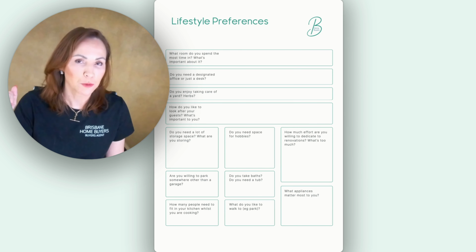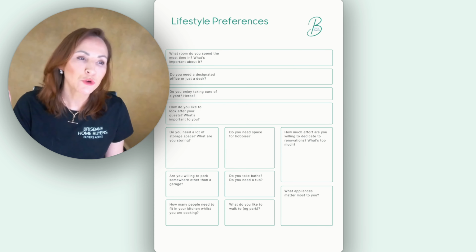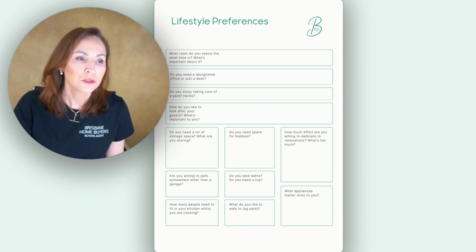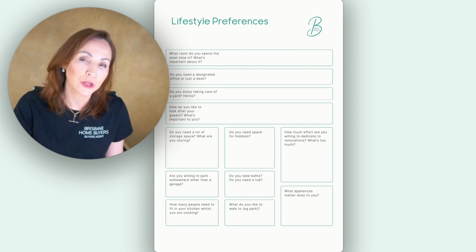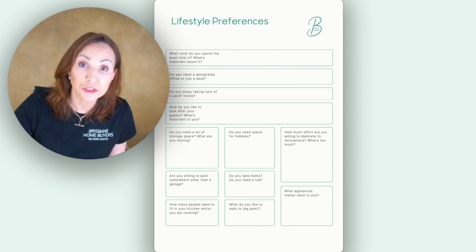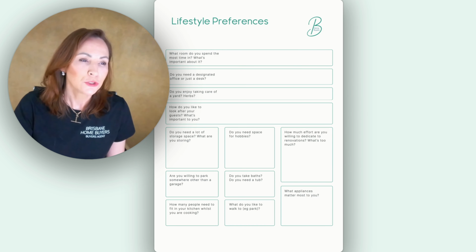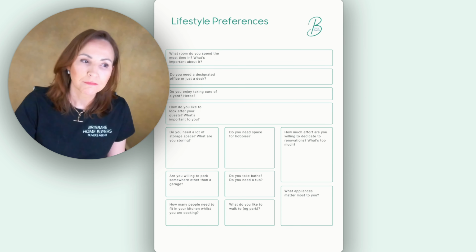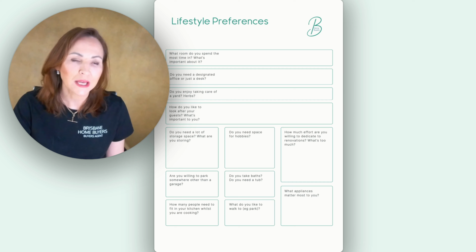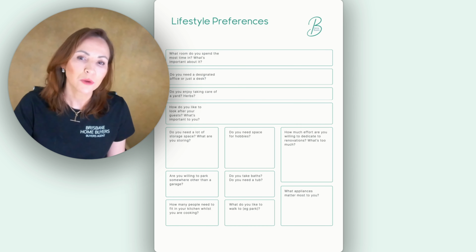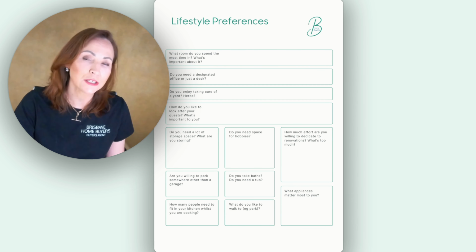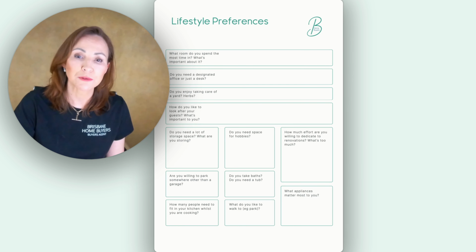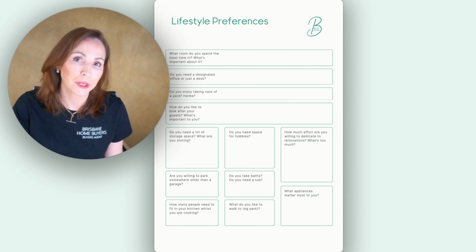Next, lifestyle preferences. So what room do you spend the most time in, and what's important about that room to you? Do you need a designated office, or are you happy just to have a desk that's off the kitchen? Do you enjoy taking care of a yard? What about a herb garden or a vegetable garden? How do you like to look after your guests? What's important to you? So when you're having guests stay, do you want them to have their own bedroom with ensuite? Or are you happy for them to have the family room with the sofa bed in it?